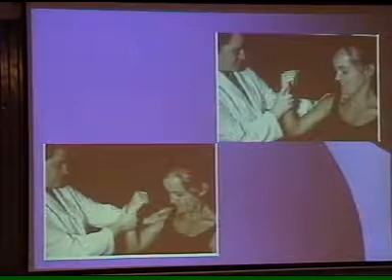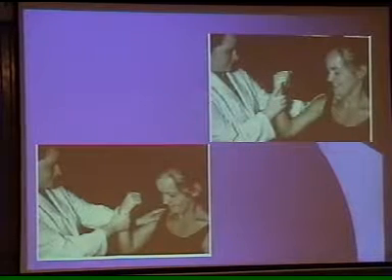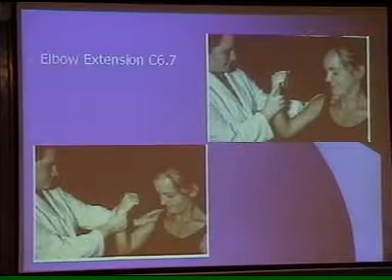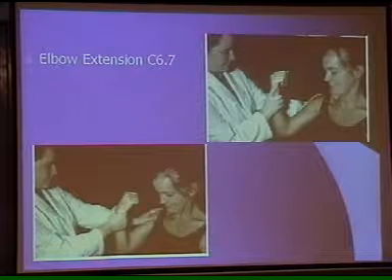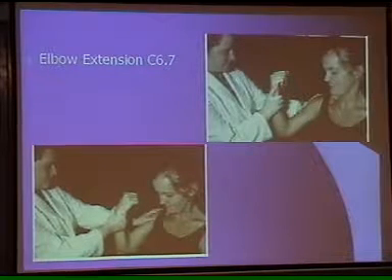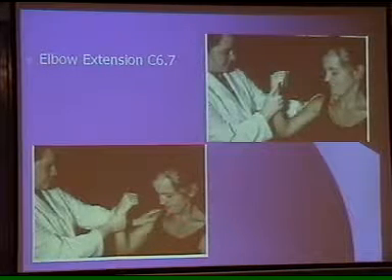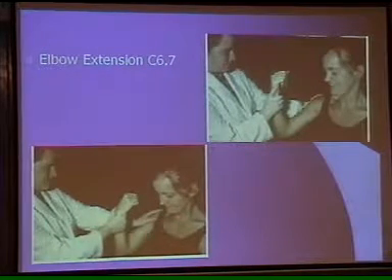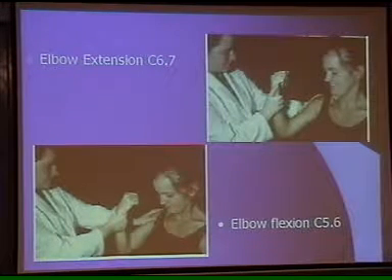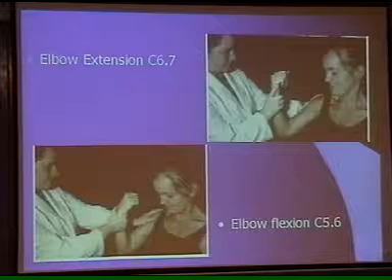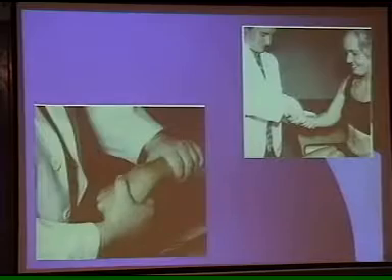Here, biceps examination. It checks the extension initially. Elbow extension. Lady is trying to extend it, while the examiner is trying to stop her from extending. So the triceps is being checked. C6 and 7 is being checked. And in the picture in the bottom left, the lady is trying to flex it, but the examiner is not letting her flex it. So we check C5, 6.